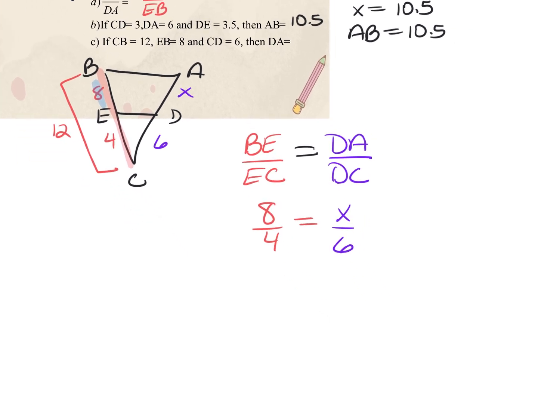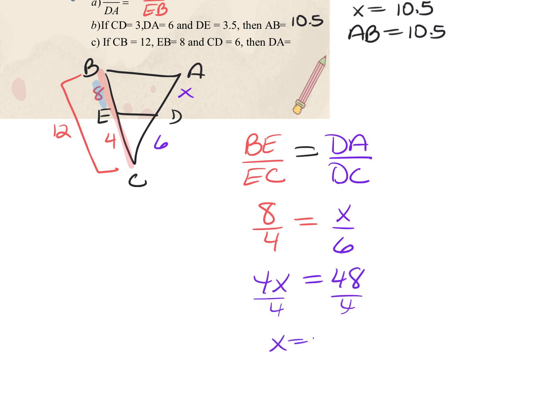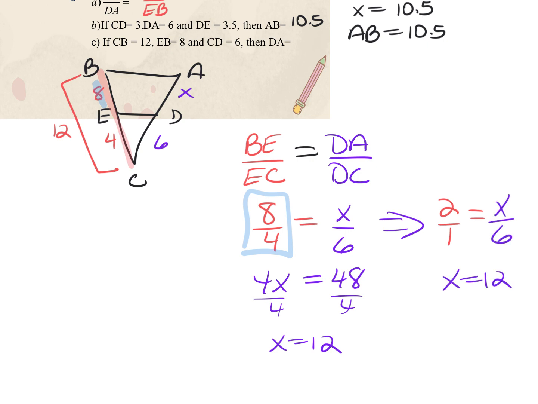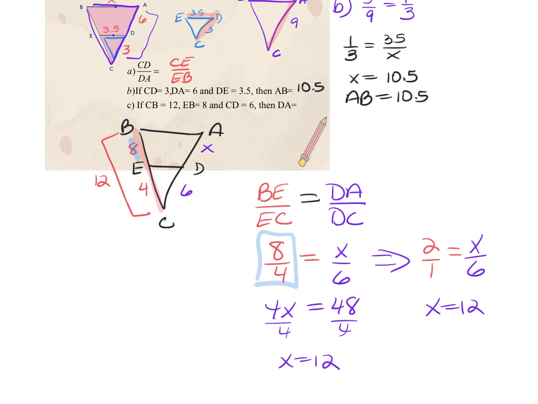Now, if you're using a calculator, you could just leave it, or you could simplify it. If I just leave it, I get 4 times x equals 8 times 6, divide, and x equals 12. If you weren't using a calculator, I would definitely simplify the 8 over 4 and make this 2 over 1 and then set it equal to the x over 6, and then it goes right to the answer. But you can solve it either way. You are using calculators, so again, you don't have to worry about simplifying it.